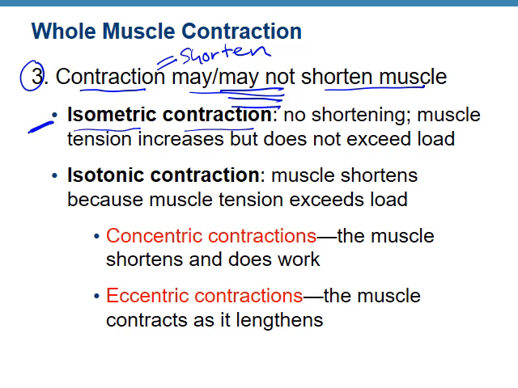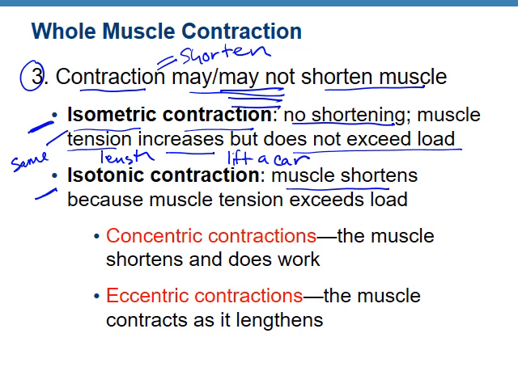So isometric contraction, this means same, metric means length, right? There's no shortening of the muscle. Muscle tension increases but does not exceed the load. So say you're trying to lift a car. You have your hands on the bumper, you're pulling with all your might, you're generating tension in your muscles, but you cannot generate enough muscle tension in order to exceed the load. So in this case, the muscles are not shortening.